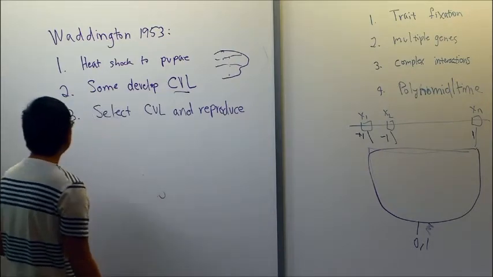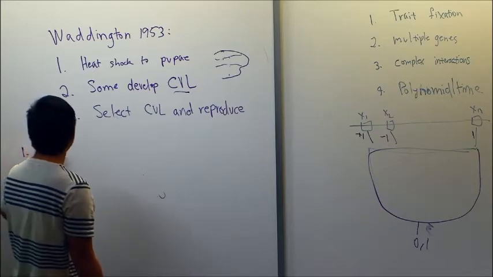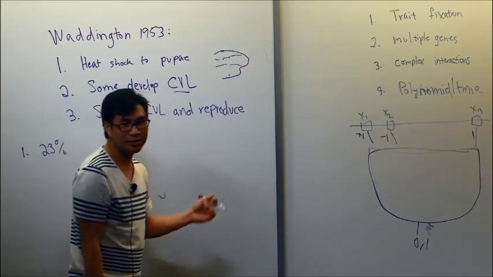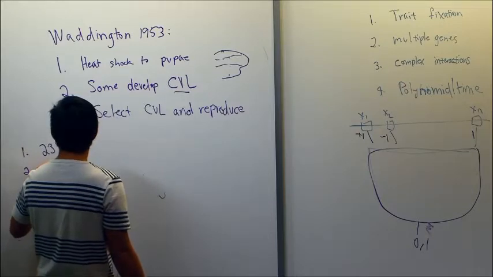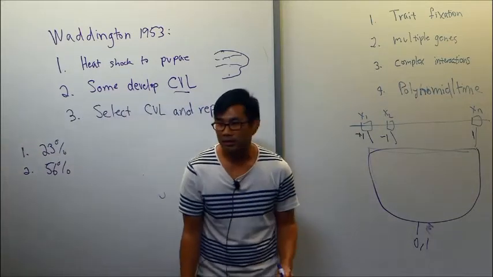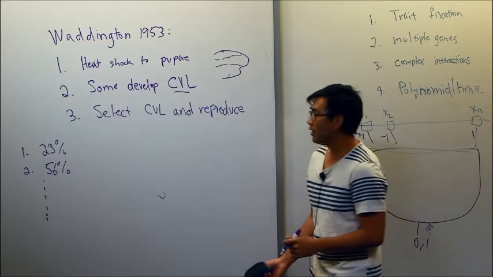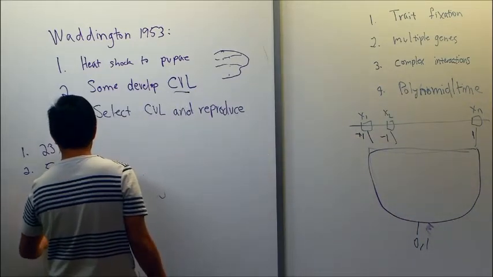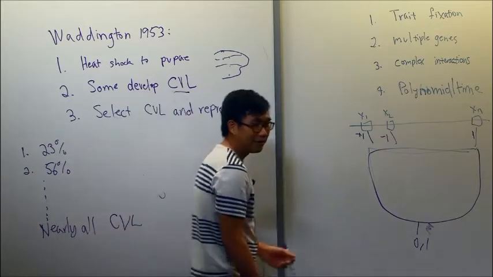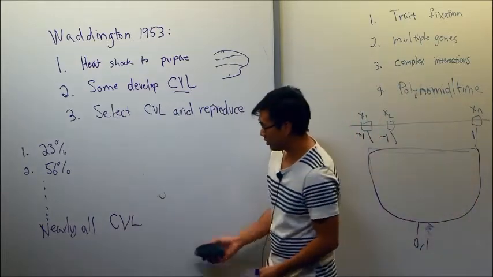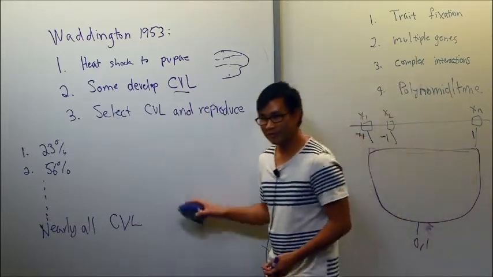And so what did he see the first time he applied the heat shock? Maybe something like 23% of the flies developed these cross-veinless wings. In the second generation, the percentage went up to something like 56%. And within roughly 25 generations, nearly all would develop cross-veinless wings after applying the heat shock. And I guess this doesn't seem so surprising. This is how we get bulldogs from wolves or whatever.